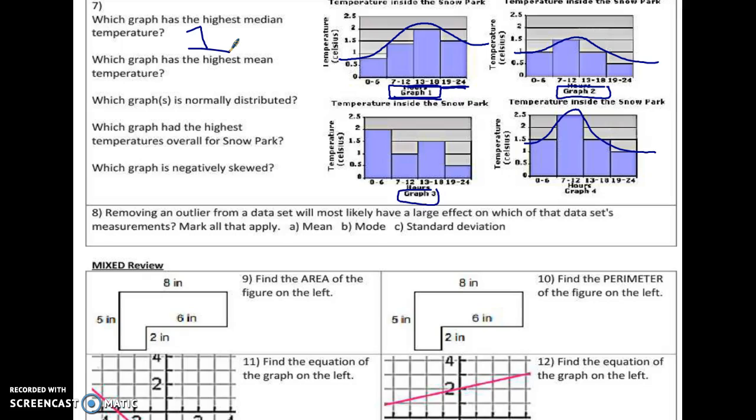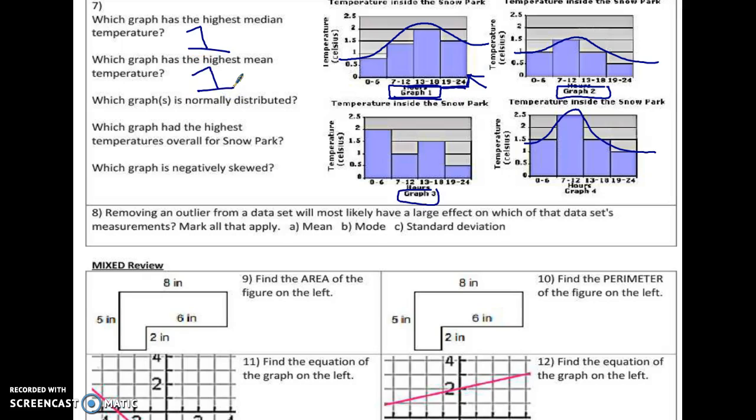Which graph has the highest mean temperature? So again, that's where we would add them up and divide by how many there are. And if you're going to find the mean, that's the average. Well, if you have more scores that are higher, that's going to pull your average higher. And so that's again graph 1.